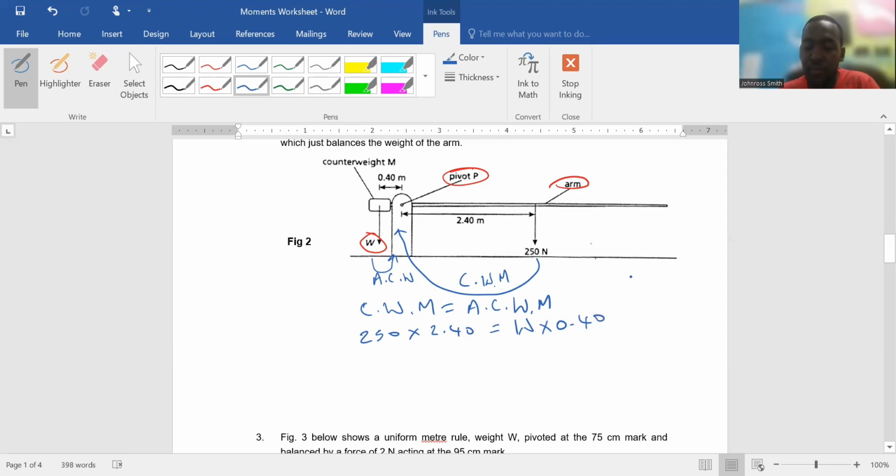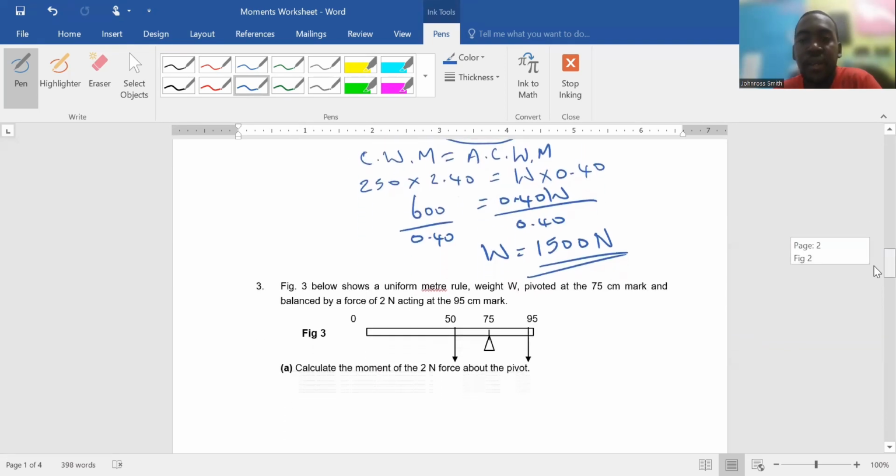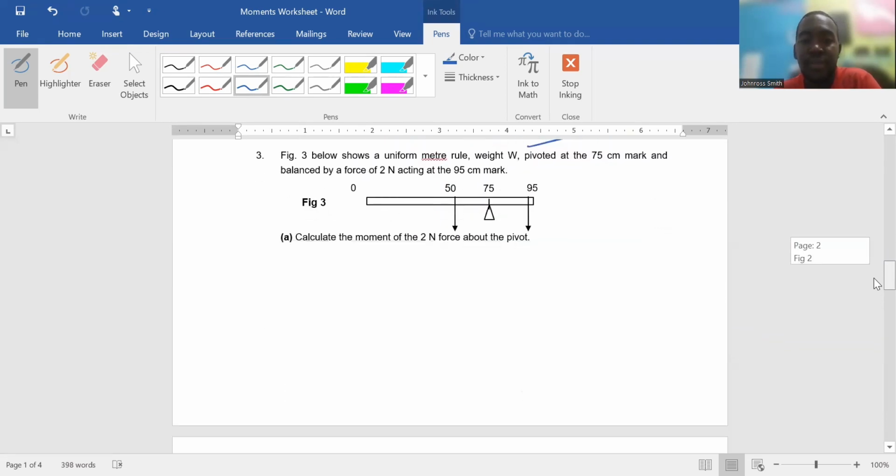So if we multiply the 250 multiplied by 2.40, we get 600 equals 0.40 times weight. We want to know the weight, so we divide by 0.40, and that gives us that the weight of this would be 1,500, and we always put our unit as newtons. All right, so notice these are very simple questions, right, that utilize the principle of moments.